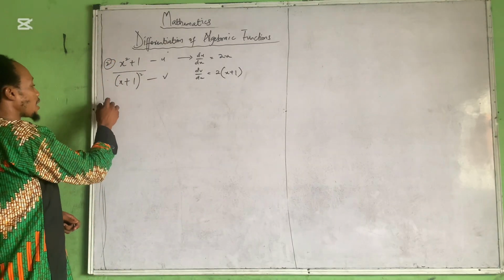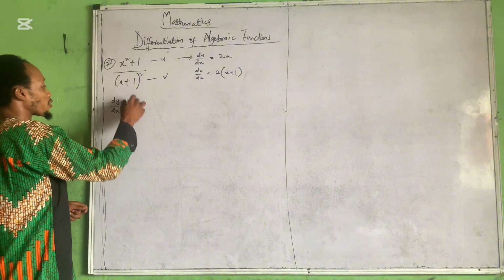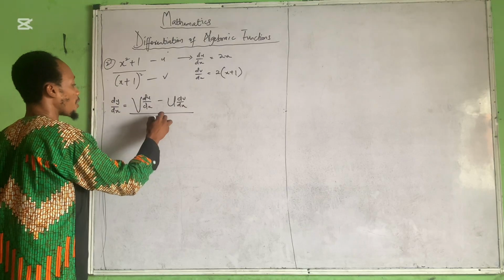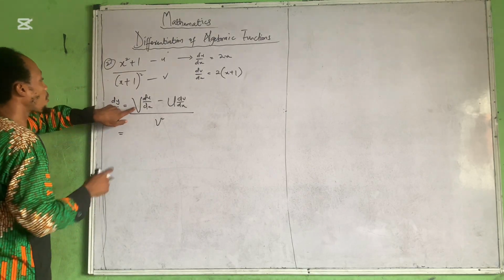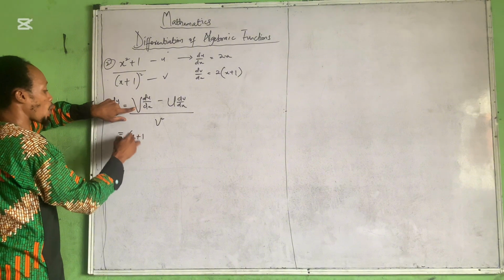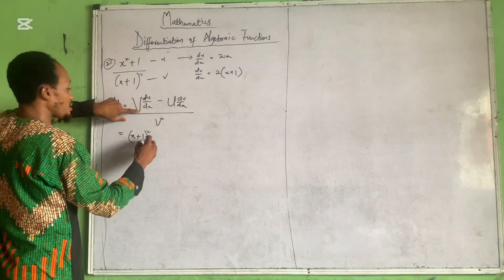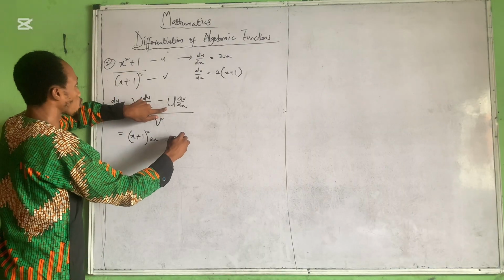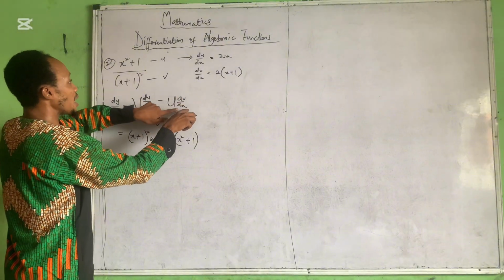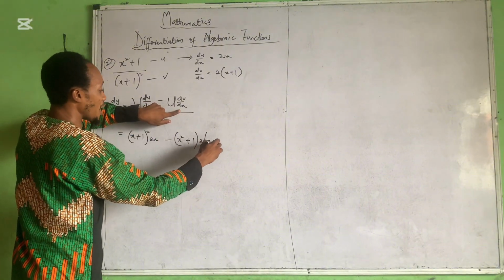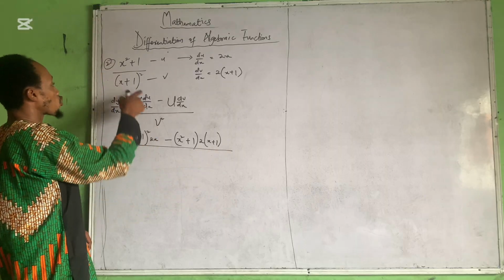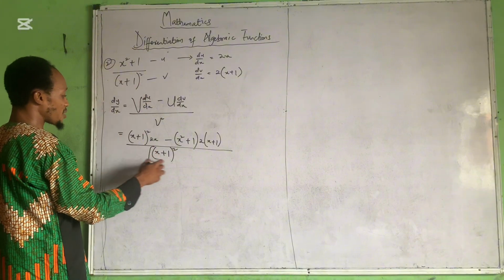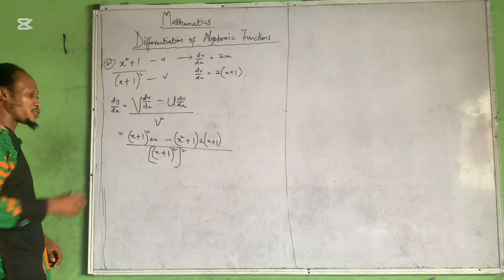Now our formula says dy dx equals v du dx minus u dv dx, everything over v squared. So our v from the formula, v is x plus 1 all square, du dx is 2x, minus u is x square plus 1, then dv dx is 2 open bracket x plus 1 over b square. V is x plus 1 all square, then everything all square, because the formula is carrying square.